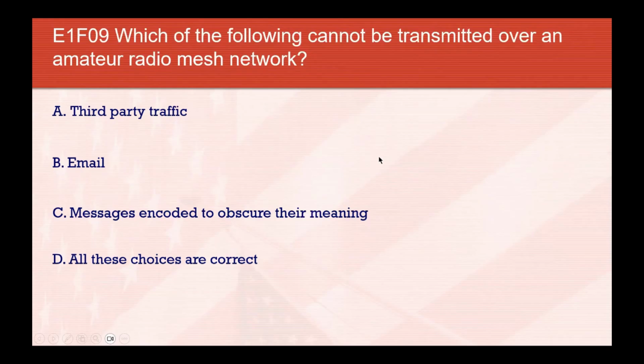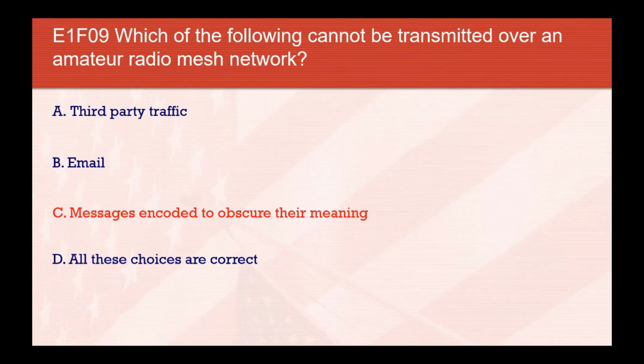Which of the following cannot be transmitted over an amateur radio mesh network? This is kind of a little bit of a tricky question. The radio mesh network really is not the important part here. It's what are we prohibited from transmitting? And the universal answer is anything that's encoded to obscure its meaning. That includes any form of transmission, not just the mesh network.